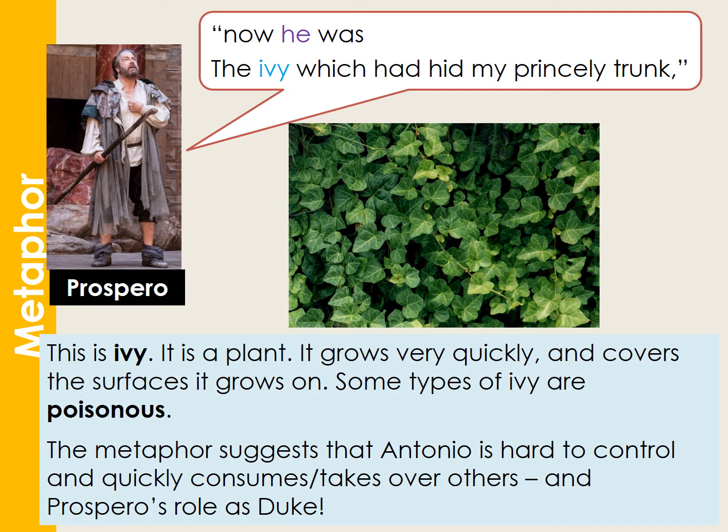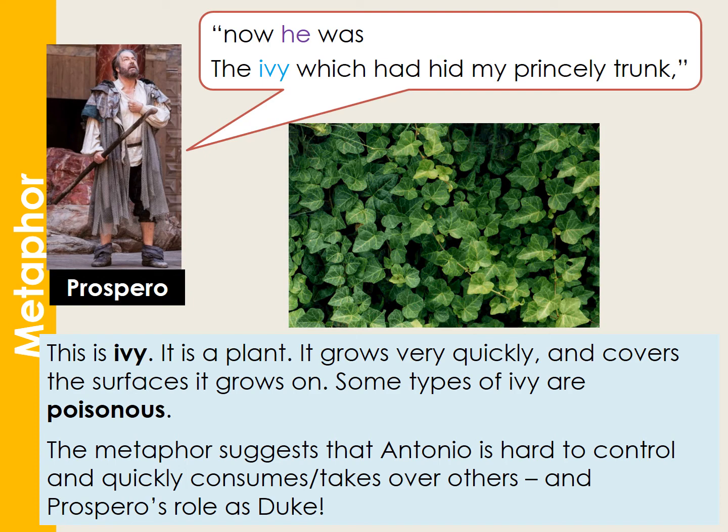Also ivy, if any of you have any experience of this, is very hard to cut down. It takes a long time to get ivy away from a wall. So Prospero might also be saying here that bringing down Antonio, getting his role back as Duke of Milan, will be quite difficult to achieve because of how strong and how calculating Antonio is, a bit like ivy.